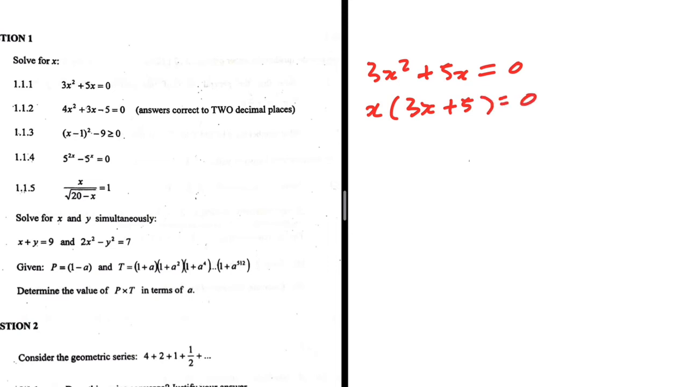Right. So if we are multiplying these two numbers, x and 3x plus 5, and the product is 0, it's either x is equals to 0 or 3x plus 5 is equals to 0. That is the only way you can multiply two numbers and get 0. One between the two numbers has to actually be equals to 0.